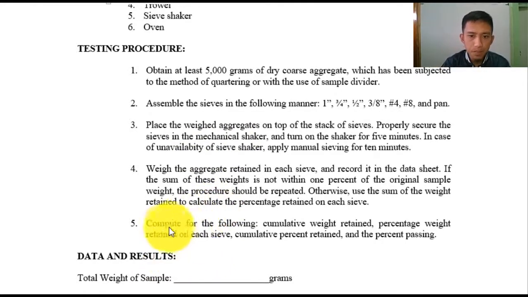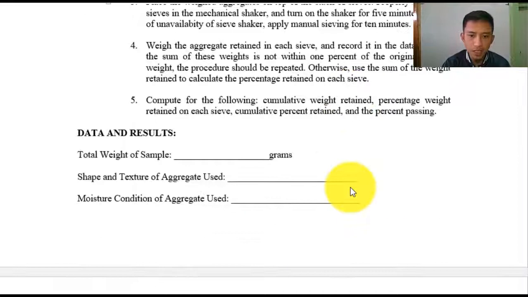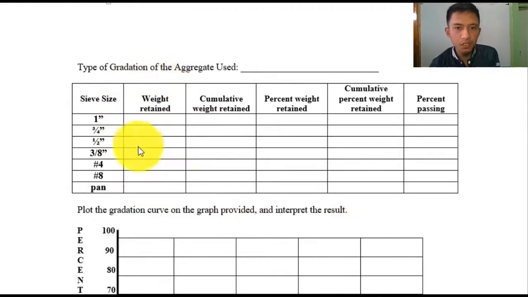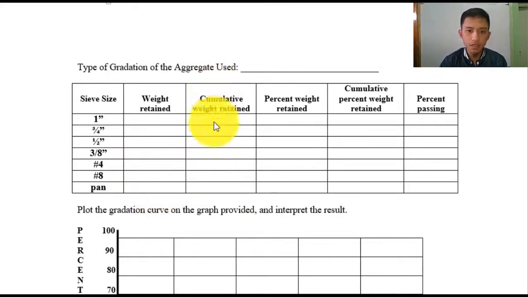So compute the following: cumulative weight retained, percentage weight retained on each sieve, cumulative percentage retained, and then the percent passing. Actually, that is just to accomplish this. This is what you can gather from the video or from the activity that I did. And then it's up to you.